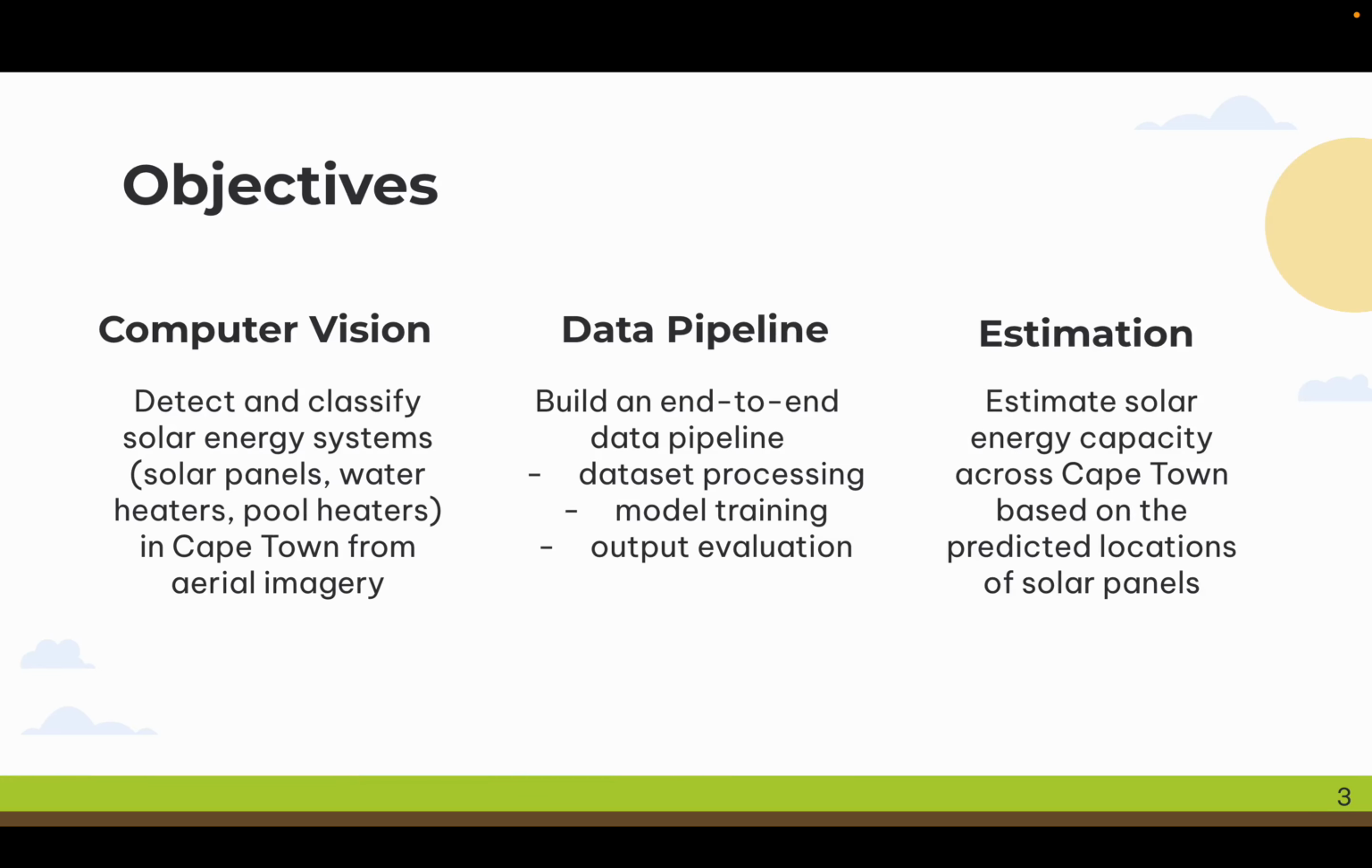So the idea here is to create an entire data pipeline starting with data processing, and that uses computer vision to detect solar objects. Based on that, we can create estimations on how much power is being used by these households, because the area of each of these solar objects is heavily proportional to the amount of power consumed. And this data is all important to implement proper policy and grid planning in Cape Town.